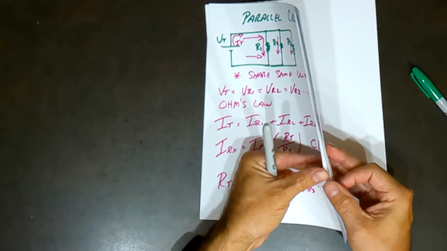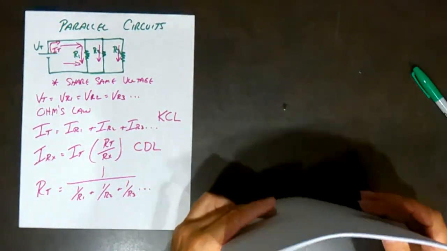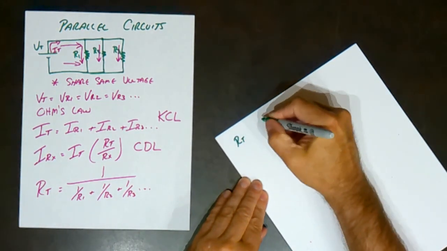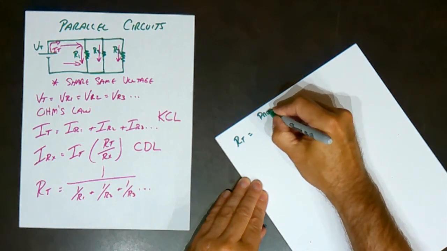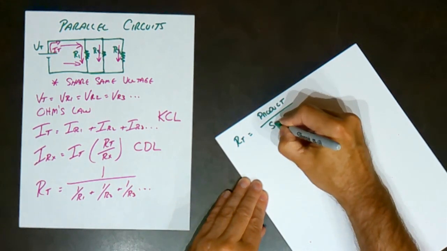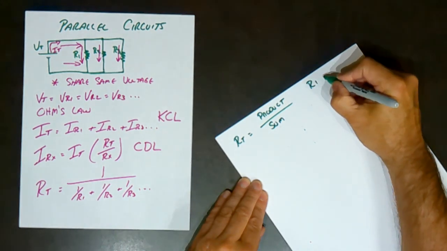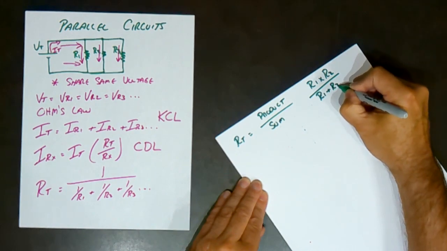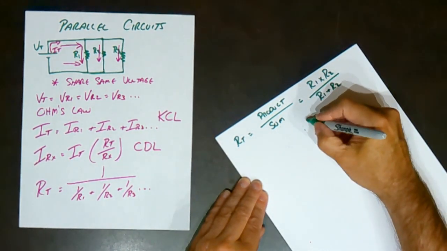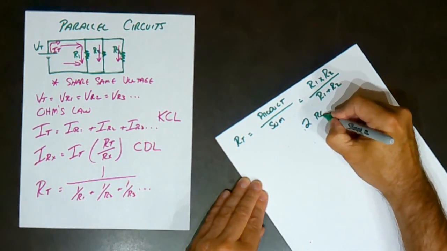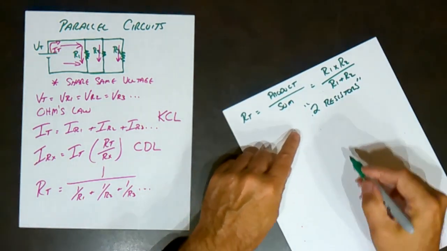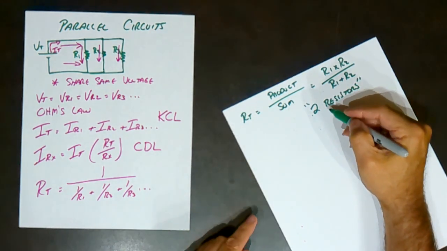We also talked about two shortcuts. So two shortcut formulas. The first one for R total was equal to the product over the sum. So this would be R1 times R2 divided by R1 plus R2. And this works if you only have two resistors. So that formula can be used if you have two resistors in parallel.